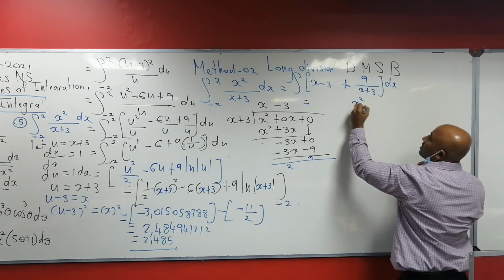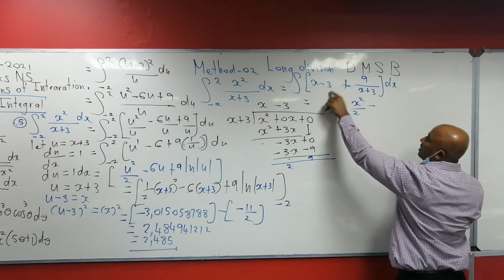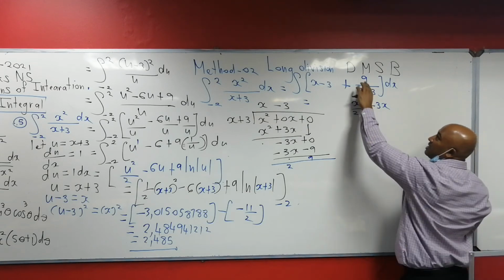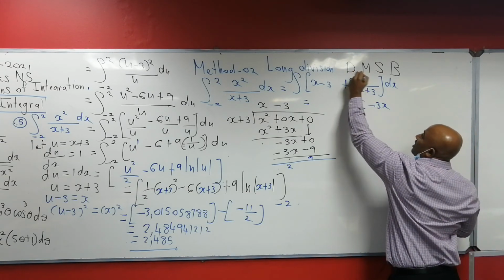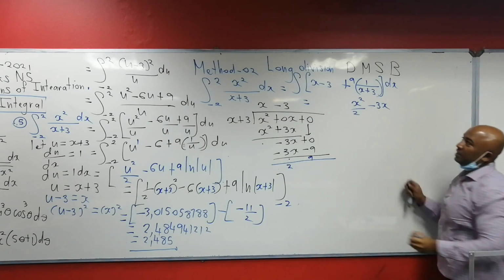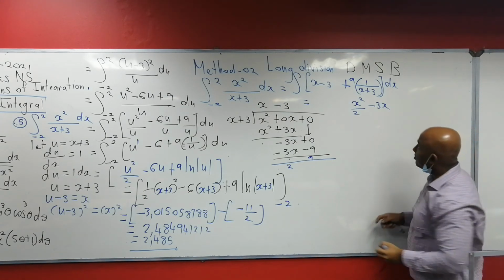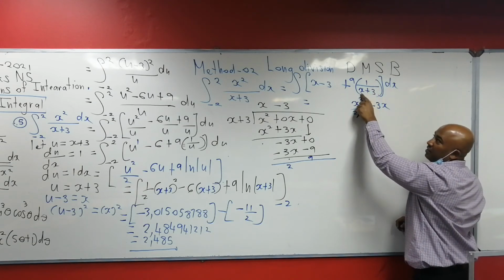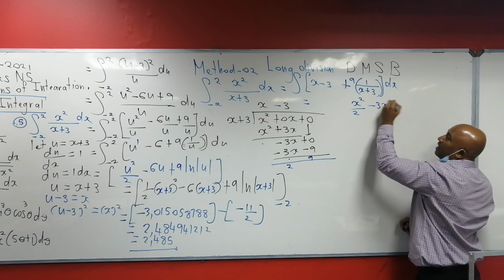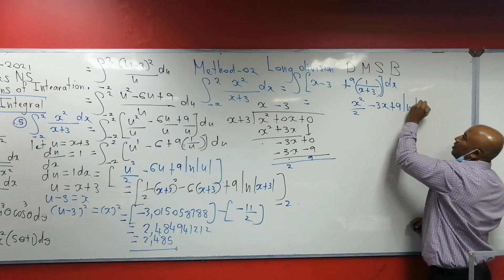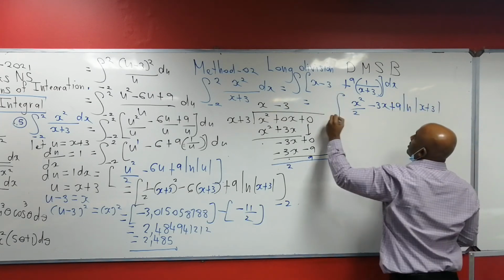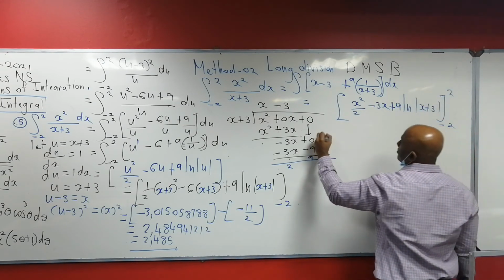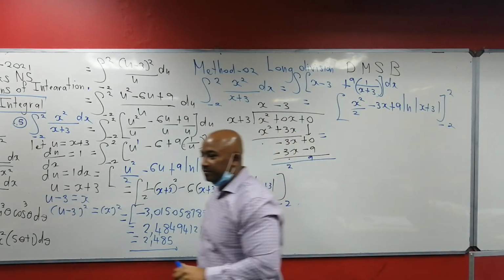Integrate x, that will be x squared over 2, minus integrate 3, that will be 3x. Integrate 9 over x plus 3. You must understand that this is the same as 9 multiplied by 1 over x plus 3. Can you see that? So the numerator is an exact derivative of the denominator. The derivative of x plus 3 is 1. So therefore, I can go ln absolute value of the denominator. I'm substituting 2 and minus 2. Let's check what we get now.